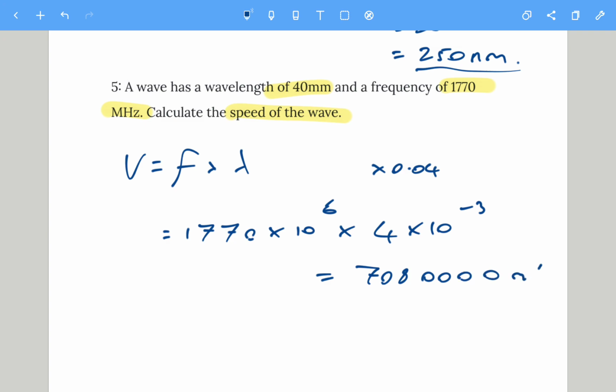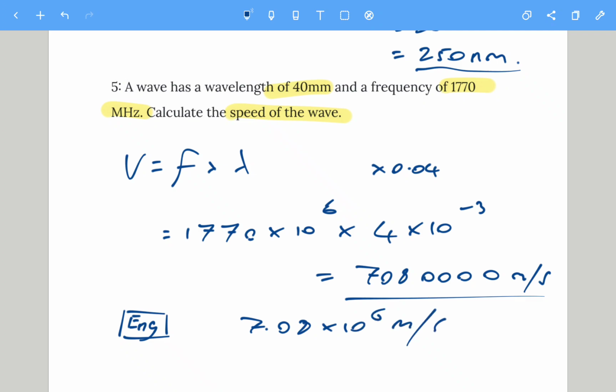708,000 meters per second. Now, if you've got a scientific calculator, which you should have if you've been using standard form, there's a button on it, normally above the number 8 on a Casio, and it's got ENG, which means engineering. If you click that button, it will put it into the closest engineering prefix. So I've just pressed that now with that number in my calculator, and it gave me an answer of 7.08 times 10 to the power 6 meters per second.